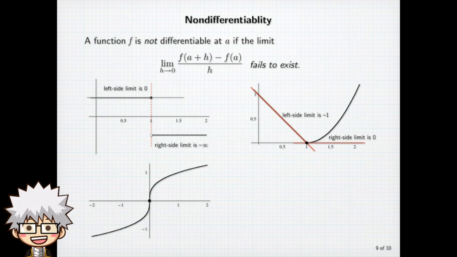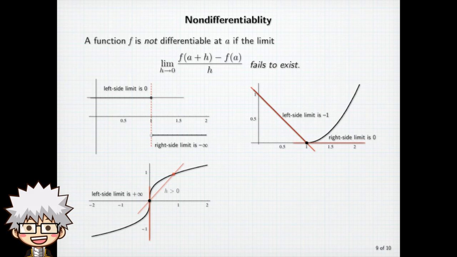Here's the graph of a function that's not differentiable at 0. To see why, let's consider a secant line corresponding to a negative value of h. Notice it has a positive slope. As h approaches 0 from the left, those positive slopes are simply getting larger and larger as the secant line becomes vertical, and so we conclude that the left-sided limit is plus infinity.